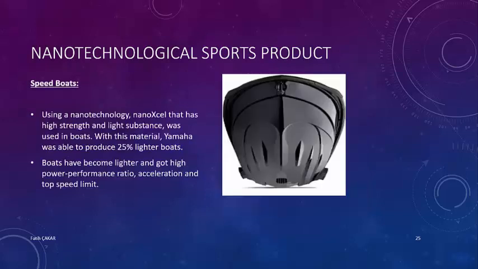Speedboats are manufactured using nanotechnology as well. NanoXL is a material that has high strain and is a light substance. Yamaha was able to produce 25% lighter boats. Boats have become lighter and got a high power performance ratio, acceleration and top speed limit.